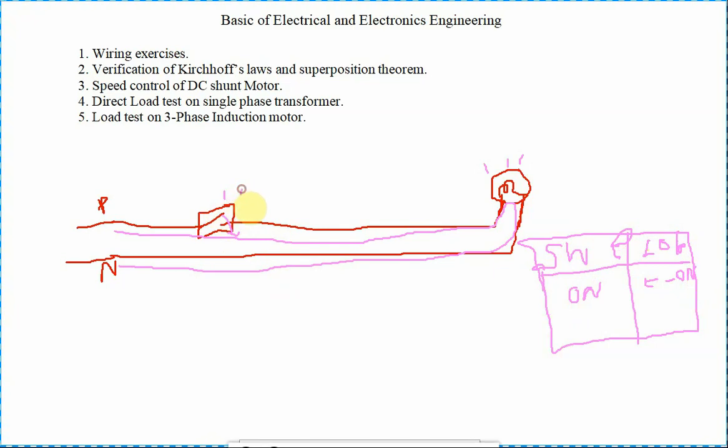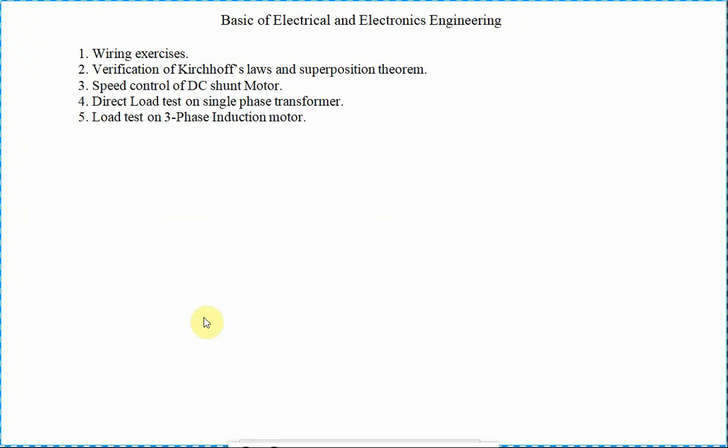When the switch is off, 0, what about the lamp output? The lamp is turned off. That's all. This is a simple method to complete this: one lamp and one switch method. Whenever the switch is on, the lamp glows. Whenever the switch is off, the lamp does not glow. So this is about the one lamp method.